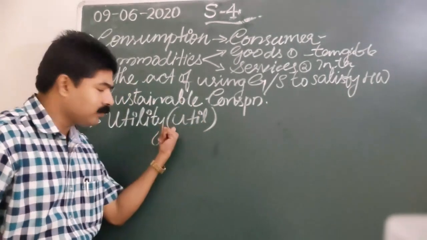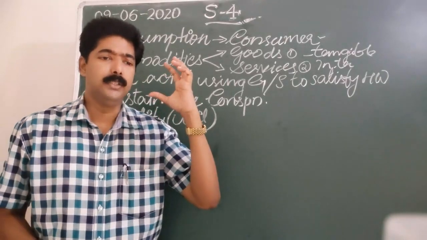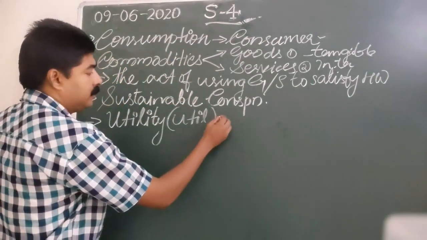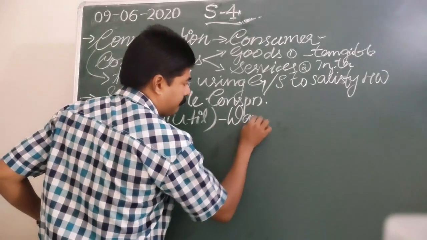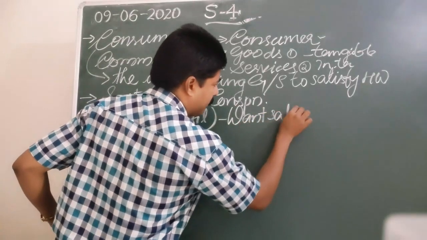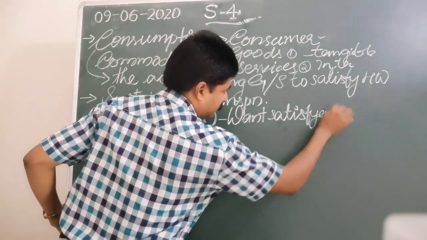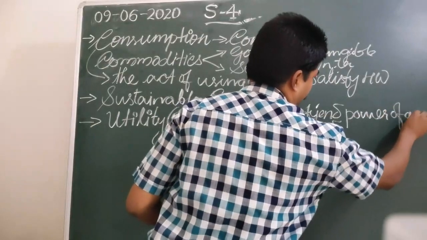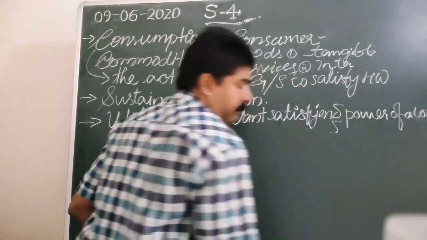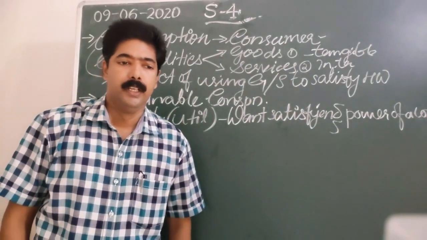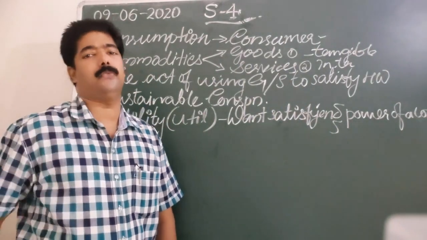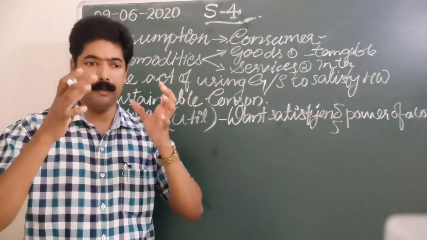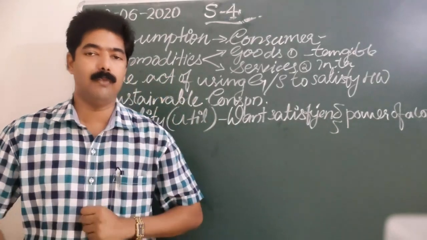So, utility means what? Utility refers to the want satisfying power of a commodity. We can write utility is want satisfying power of a commodity. What is utility? Utility refers to the want satisfying power of the commodity. It is the capacity, it is the ability of a commodity to satisfy human wants.